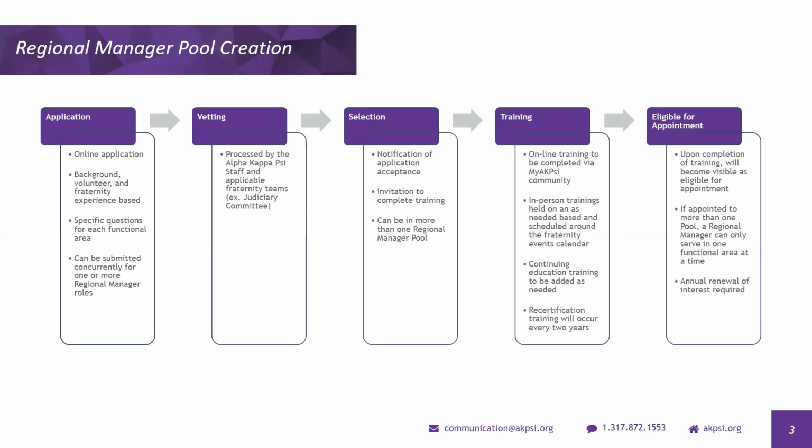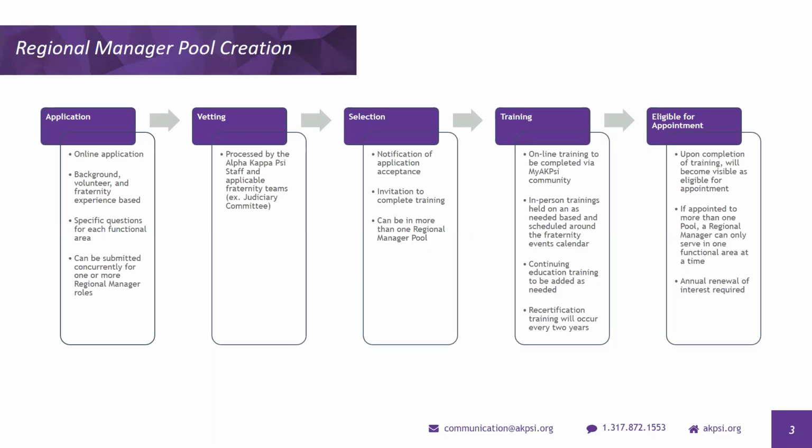If a volunteer is trained in more than one functional area, they are only able to be appointed in one at a time. For example, if a volunteer applies for both conduct and membership and is selected and trained in both areas, the volunteer can only serve in one at a time.